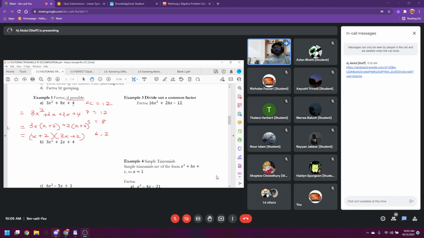I always start by common factoring first if I can. I look at that, and there's no common factor between them as it is, but I see that the A value is not 1, so right away I'm thinking decomposition.